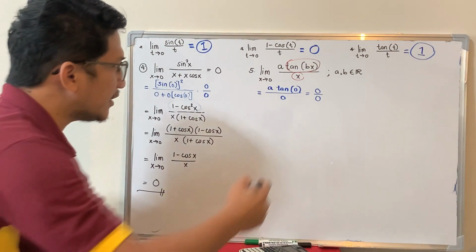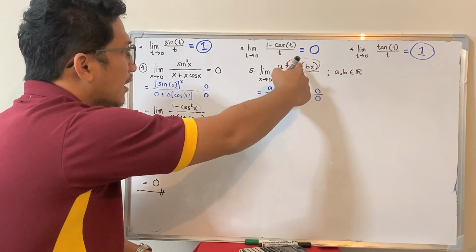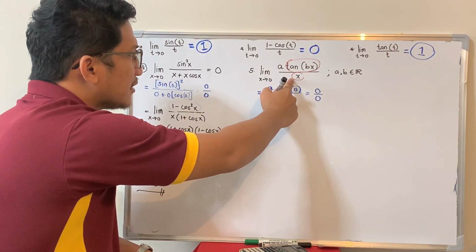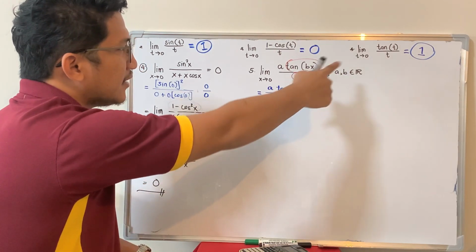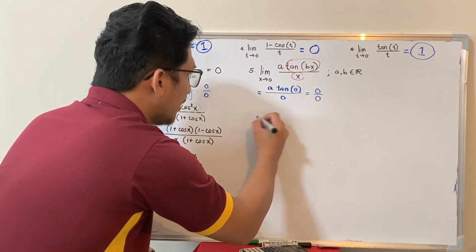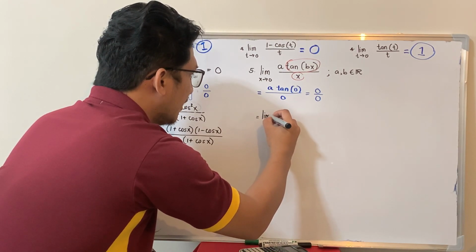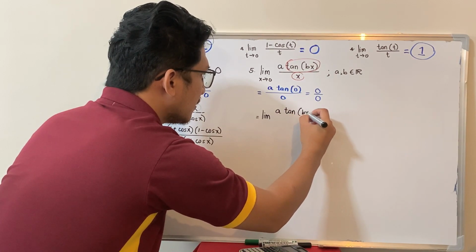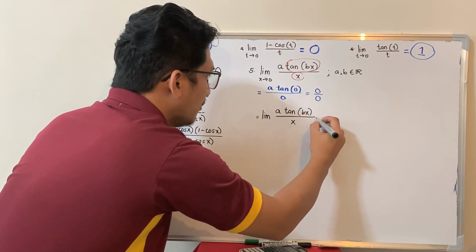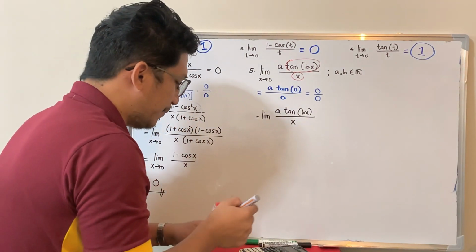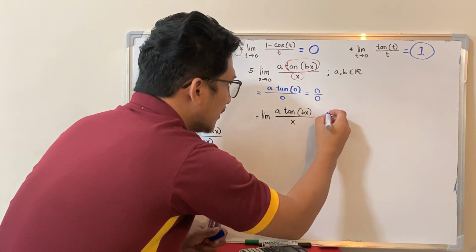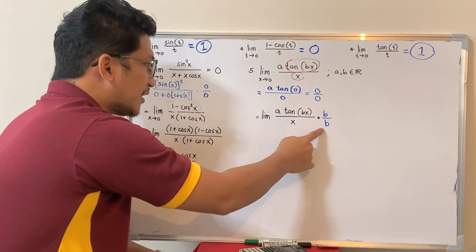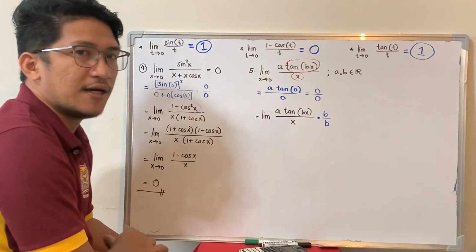So now, as I said, it is noticeable that the bx here is only x. So what should I do? If I make it bx, then it will follow the pattern. This should become the limit of tangent bx all over x multiplied by b over b, so that it becomes bx and both are the same.